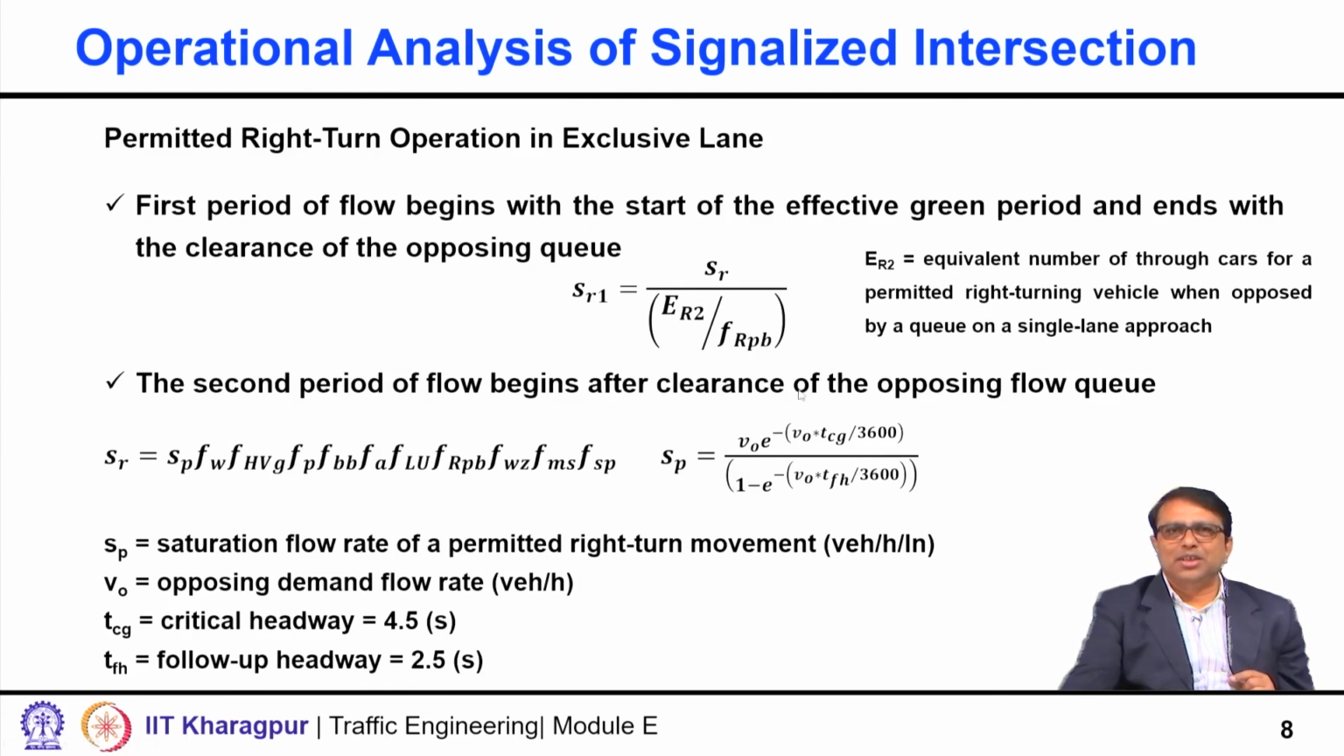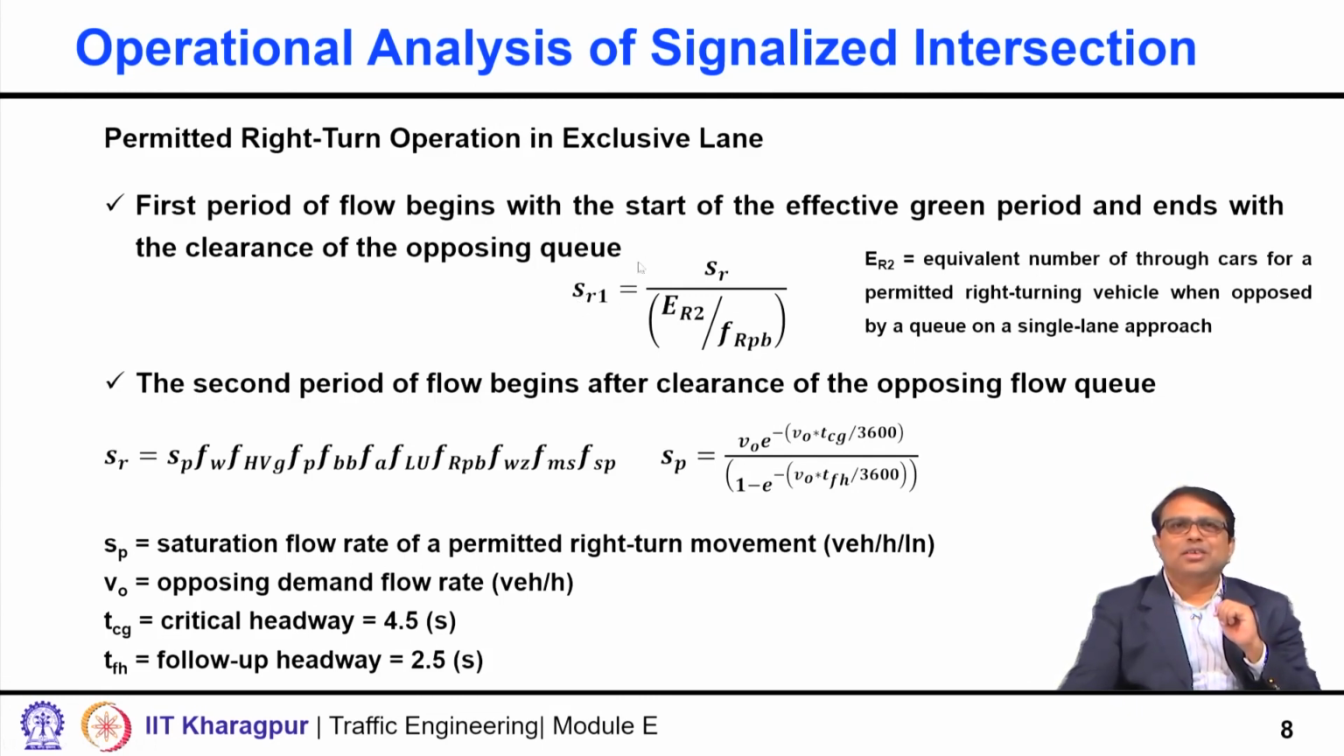Now, how do you calculate SP? This equation is given. It is a function of the opposing demand flow rate, very logical. What is the opposing demand flow rate? It depends on the opposing demand flow rate, and also on the critical headway and the follow up headway. The calculation is given here, and for the first period, the flow begins with the start of the effective green period and continues till the clearance of the opposing queue, the straight moving opposing through movement queue.